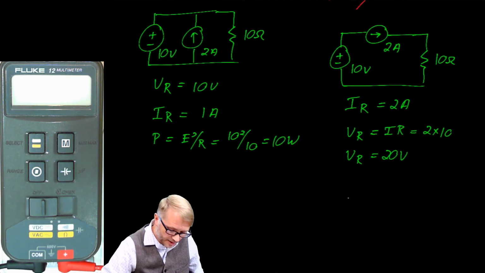And the power is equal to I squared R, which is 2 squared times 10. So the power in the resistor is equal to 40 watts.